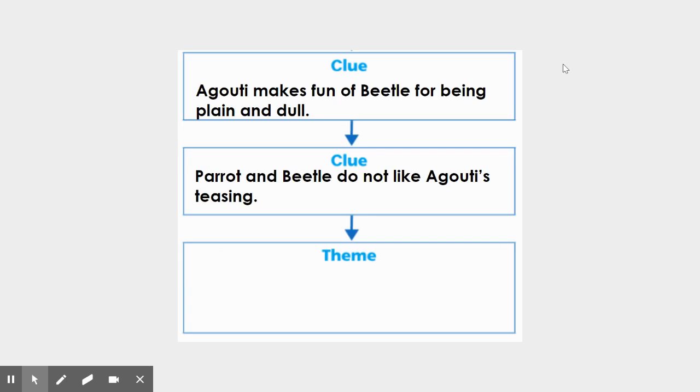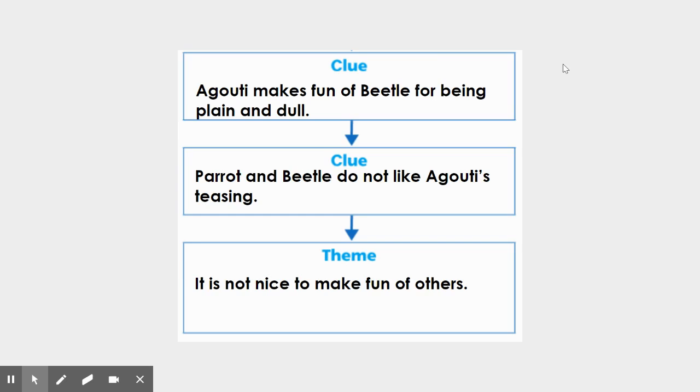So when I think about my clues, I want to double check that my clues match with that possible theme. Agouti makes fun of Beetle for being plain and dull. Parrot and Beetle do not like Agouti's teasing. Both of those clues are about how Agouti teased Beetle, and the second clue tells how Parrot and Beetle told Agouti to stop. Which leads us to our theme. It is not nice to make fun of others.